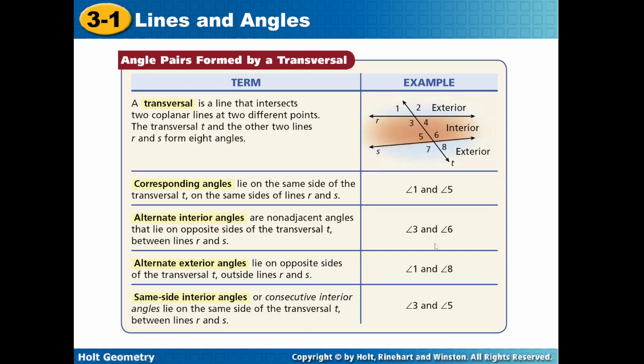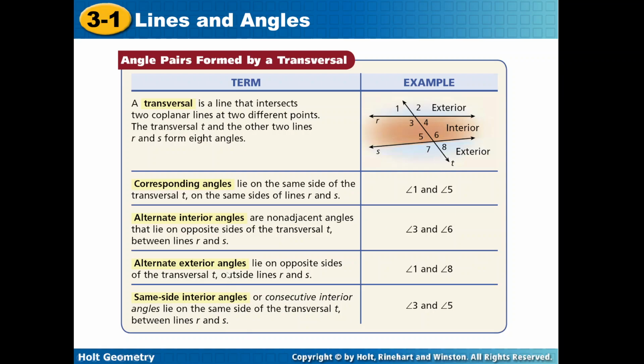Anytime you have corresponding angles, those angles are congruent, and they're facing the same direction. Alternate interior angles are bounded in between those two lines, and they're facing opposite of each other, like angle 3 and 6 or angle 4 and 5.